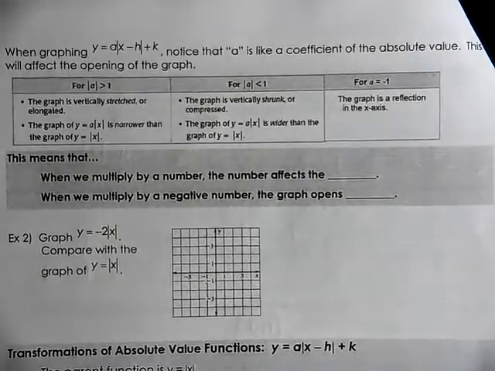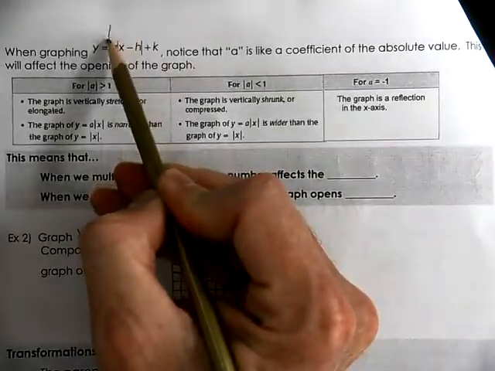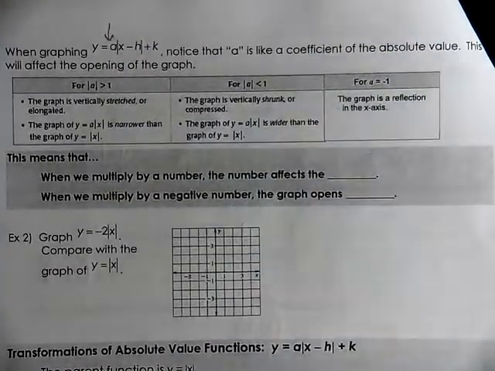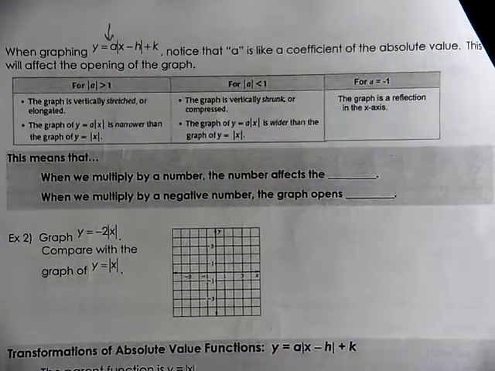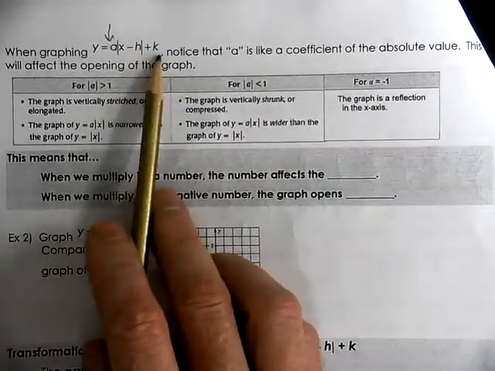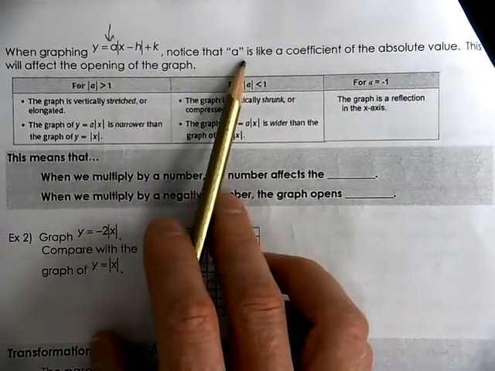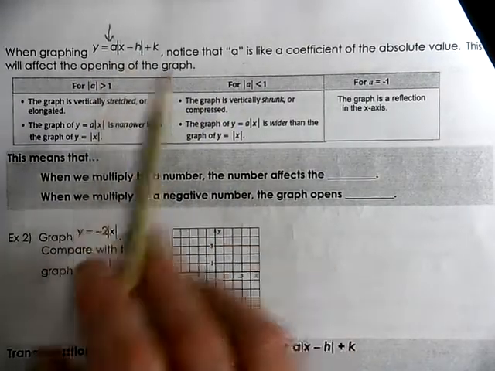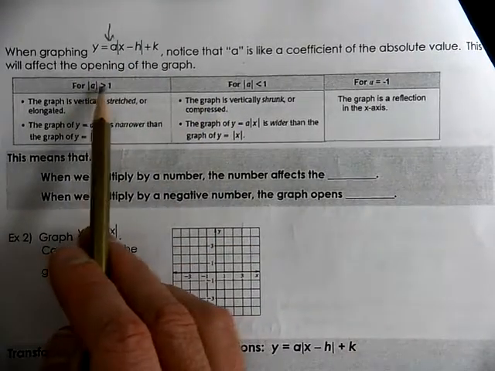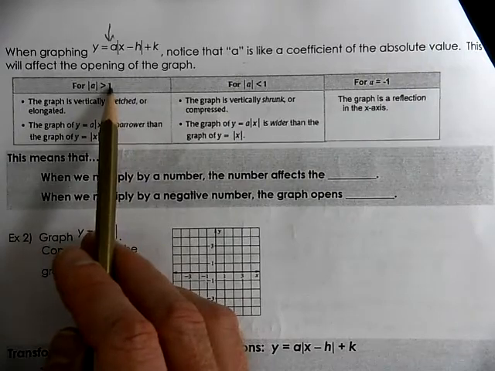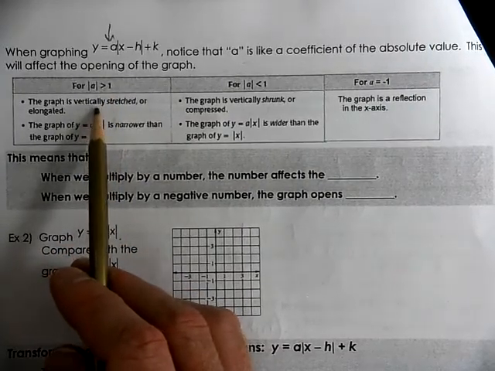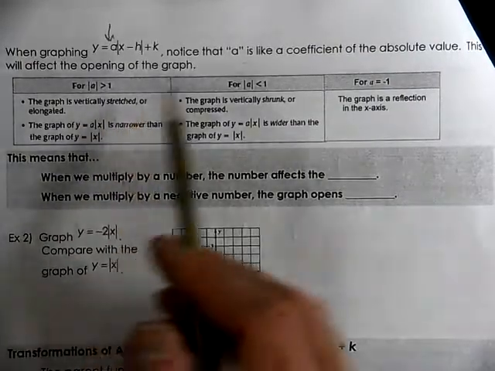Now, the only thing we're doing different here is we're going to bring in this concept of a. The a is in front of our equation. It's still the absolute value of x minus h, plus k. The a is a coefficient. It's a number in front. So when a is bigger than 1, the graph is going to stretch vertically. It's going to get more narrow.